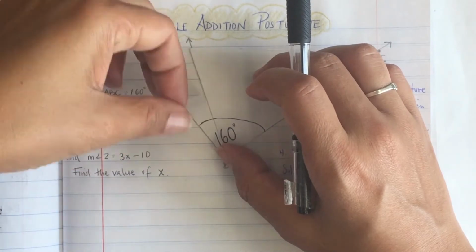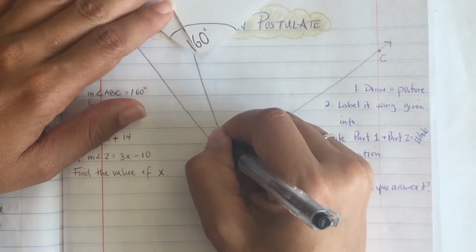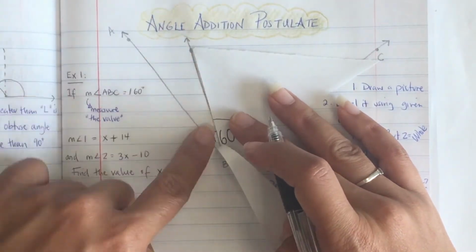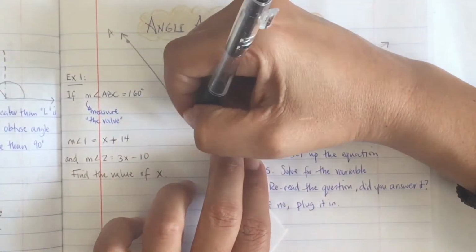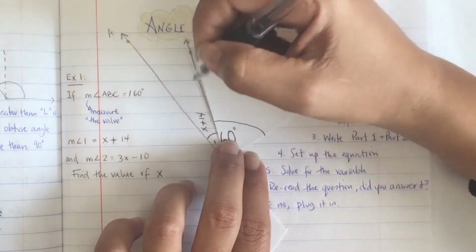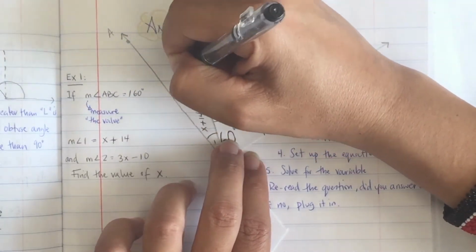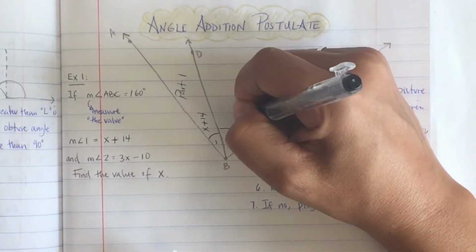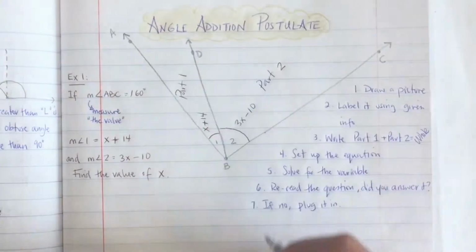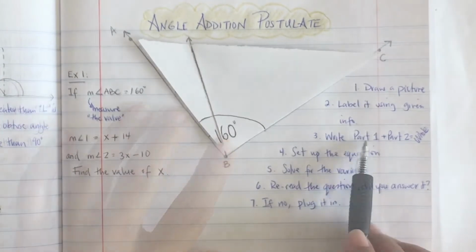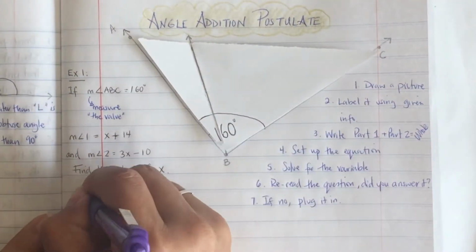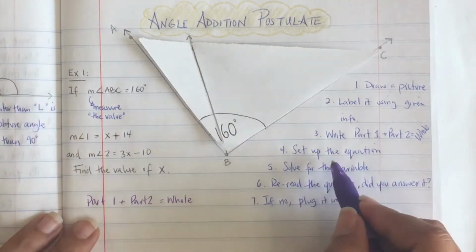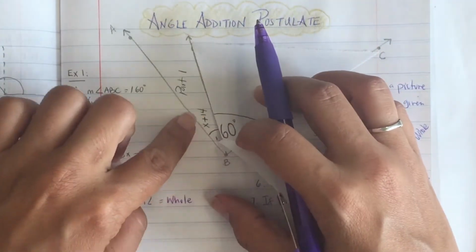The measure of angle 1, which is just this one, is going to be x plus 14. I forgot to write down that that's measure 1 in the question. And then the other one's going to be measure 2, which is 3x minus 10, and that's going to be part 2. So just like before, part 1 plus part 2 is equal to the whole thing. After I've drawn it and labeled it, I write down part 1 plus part 2 is equal to the whole. Set up the equation.